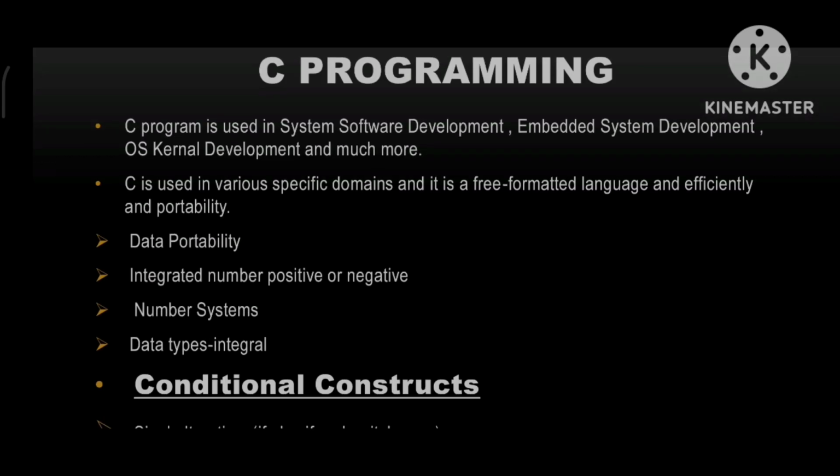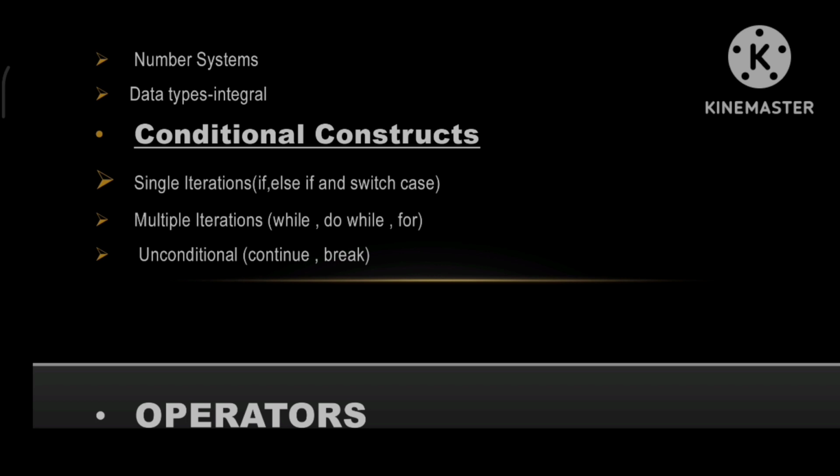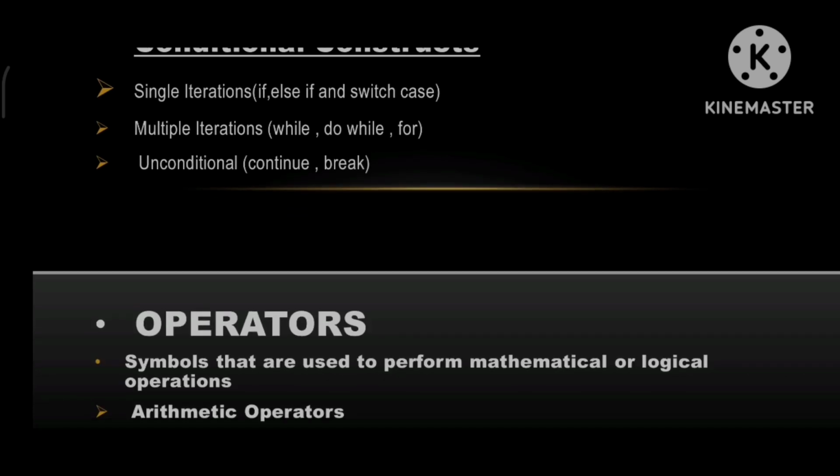C programming. C is used in system software development, embedded system development, OS and kernel development, and much more. It is a free-formatted language, efficient and portable. Data types and integral number systems, positive or negative. Conditional constructs in C are single iterations: if, else if, and switch case. Multiple iterations are while, do while, for. Unconditional are continue and break.